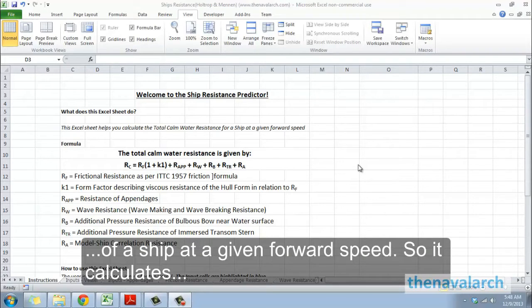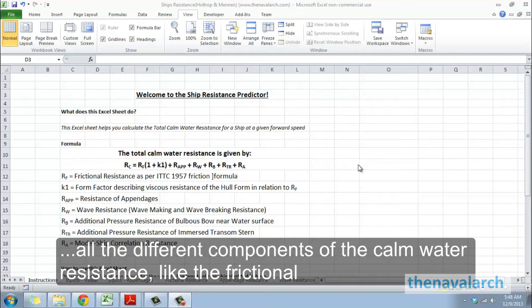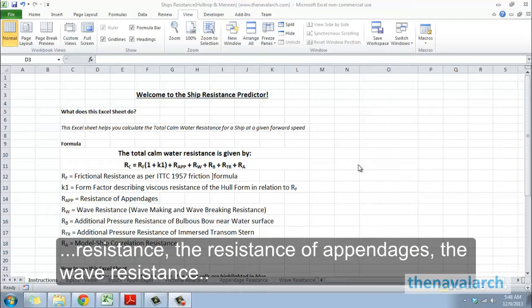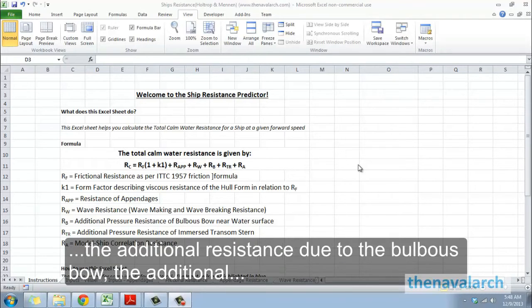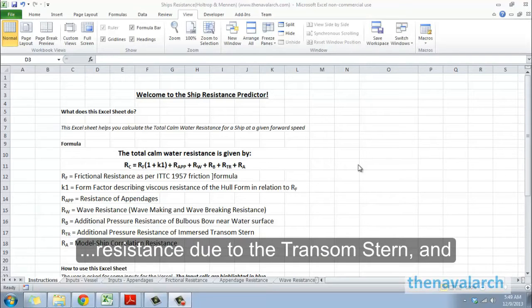It calculates all the different components of the calm water resistance, like the frictional resistance, the resistance of appendages, the wave resistance, the additional resistance due to the bulbous bow, the additional resistance due to the transom stern, and the model ship correlation resistance.